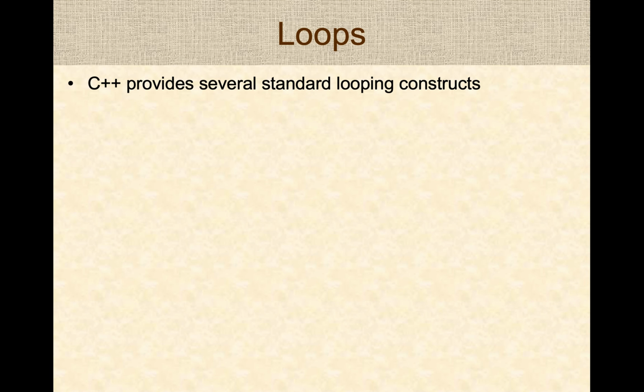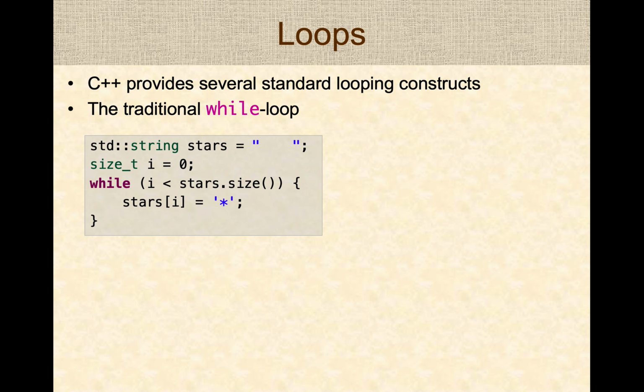Once we get the conditionals done, the next most commonly used construct in programming is loops. C++ provides many standard looping constructs. So there's a traditional while loop where the body of the while loop is repeated as long as the condition is true. Notice how the while loop is formatted. Notice the spacing and the curly brackets to define the body of the while loop.